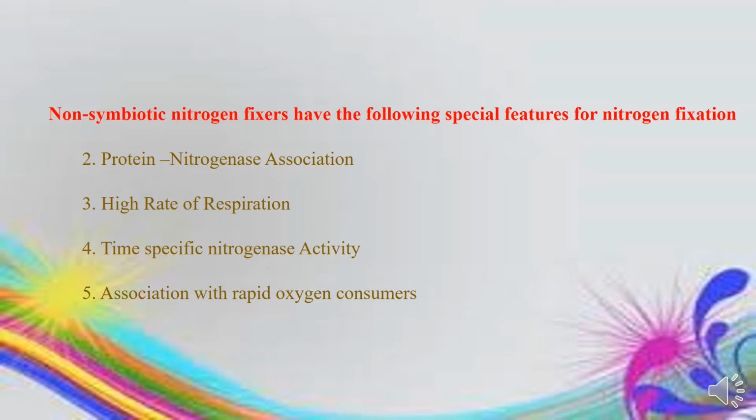So the next one will be high rate of respiration. Some aerobic heterotrophic diazotrophs show a high rate of respiration, so the cellular oxygen level is reduced to a certain extent. At the reduced oxygen level, nitrogenase reduces nitrogen into ammonia. Example will be Azotobacter. And the fourth one will be time-specific nitrogenase activity.